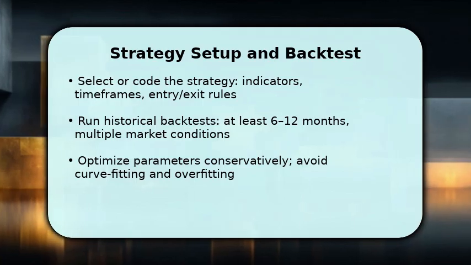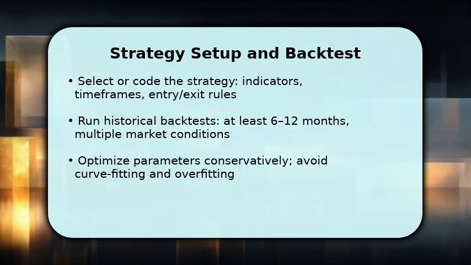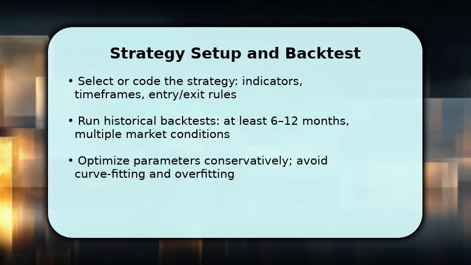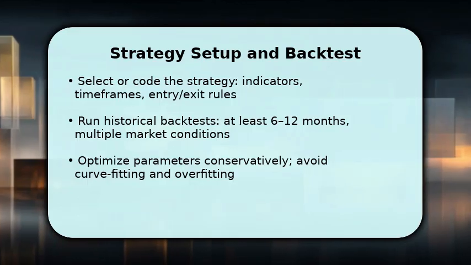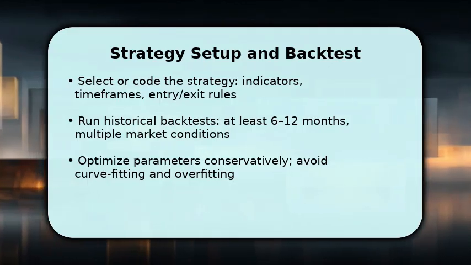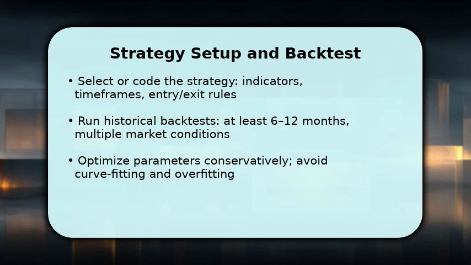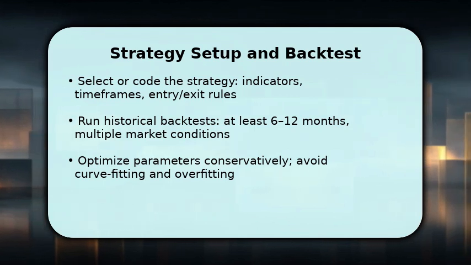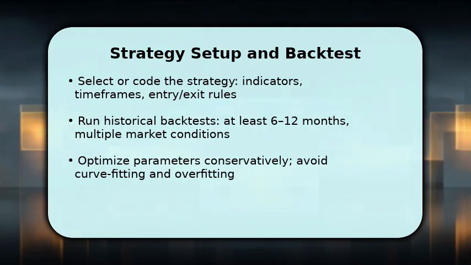Run backtests covering at least 6 to 12 months and include different volatility regimes so you see edge cases. Once you have baseline results, optimize parameters but stop short of curve fitting. Keep changes conservative and prefer robustness over peak returns. Make sure to run walk-forward tests. This proves the strategy generalizes, and it exposes slippage and realistic costs.